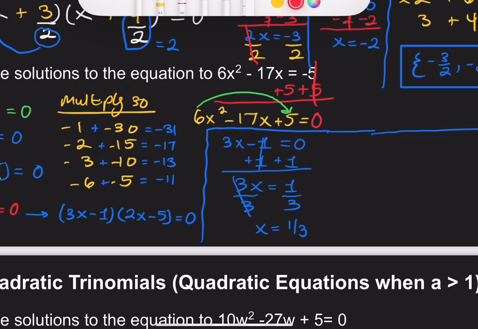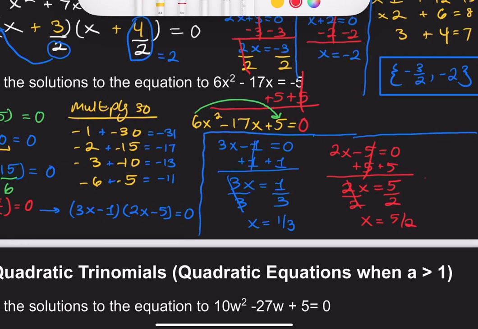Then you can do the same thing for the other one. 2x minus 5 equals 0. You want to solve for x by adding 5 to both sides. 2x equals 5. Divide both sides by 2 to get x by itself. x equals 5/2. And those are our two solutions to this quadratic equation, 1/3 and 5/2.